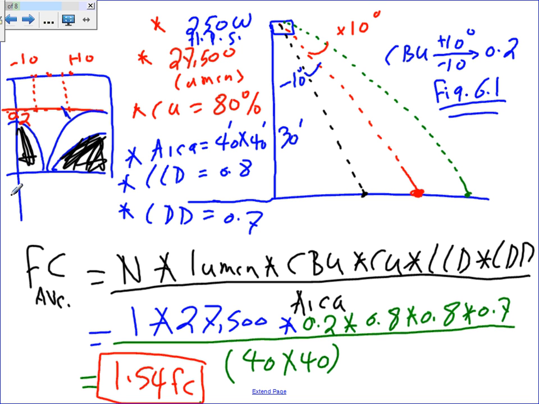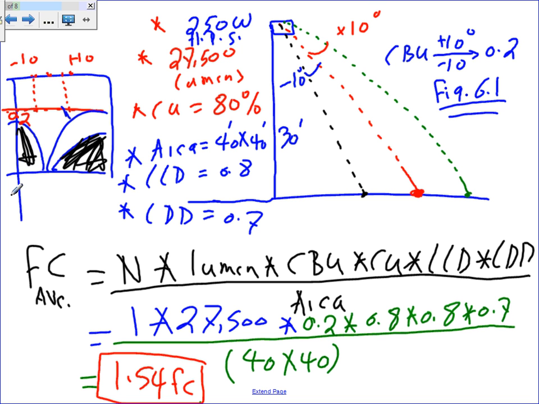The rest of it is plug and play. For the tests, guys, here's what I'm going to give you. I will give you the angles, exactly like I did, plus or minus, and a curve like this, and I'm asking you to find the beam utilization for this fixture.